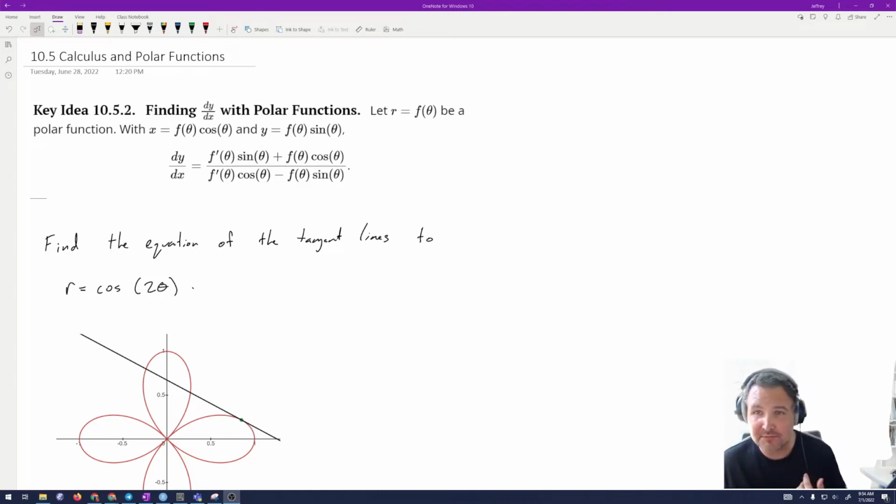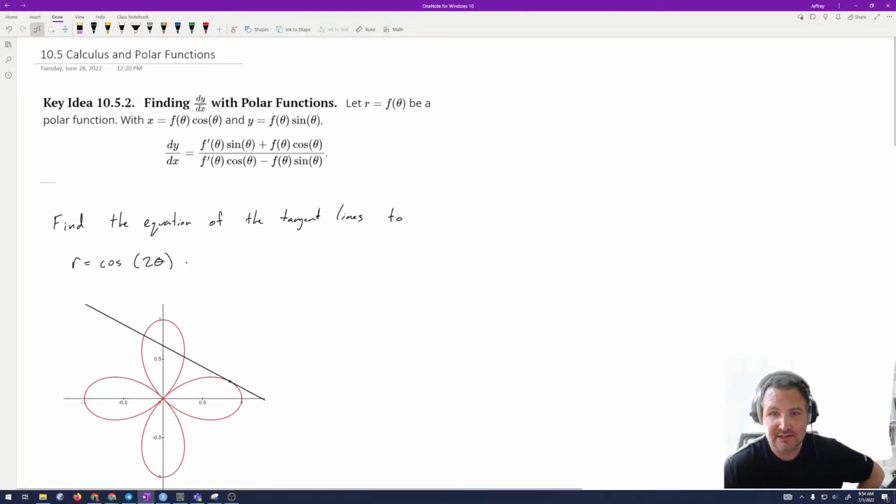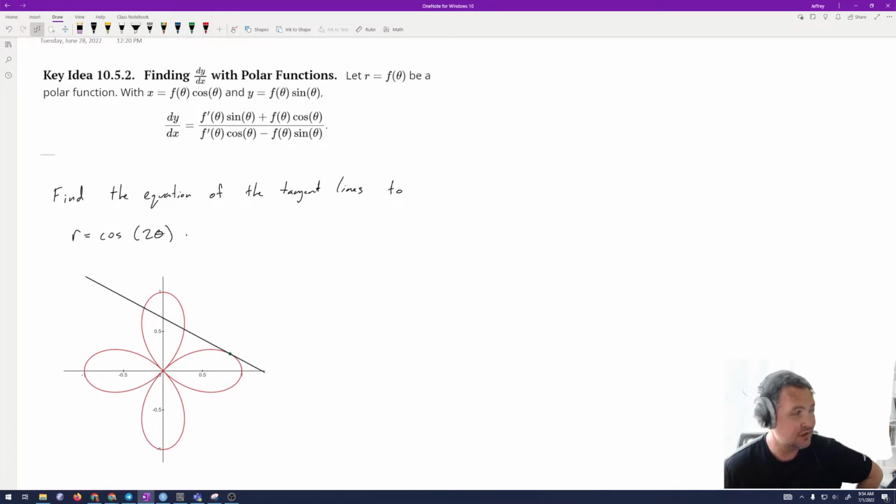Now that we know something about polar functions and polar coordinates, let's apply some of the calculus techniques to it. Here we see the key idea for finding the slope of a curve that is defined with polar coordinates. And for an example, let's find the equation of the tangent lines to this graph r equals cosine 2 theta. As you can see, I have a picture of r equals cosine 2 theta and a tangent line there.